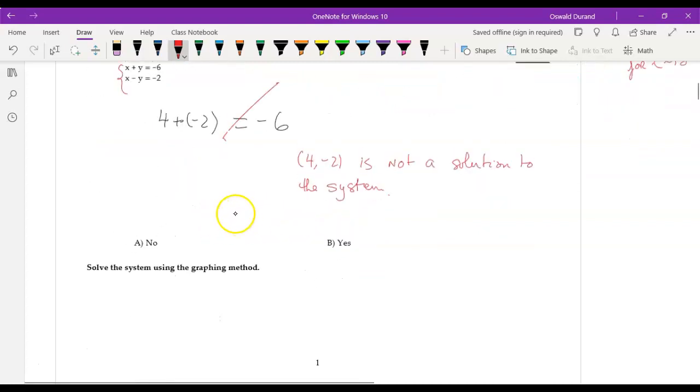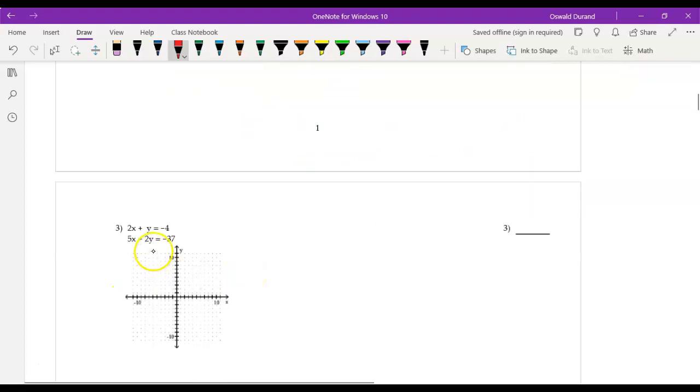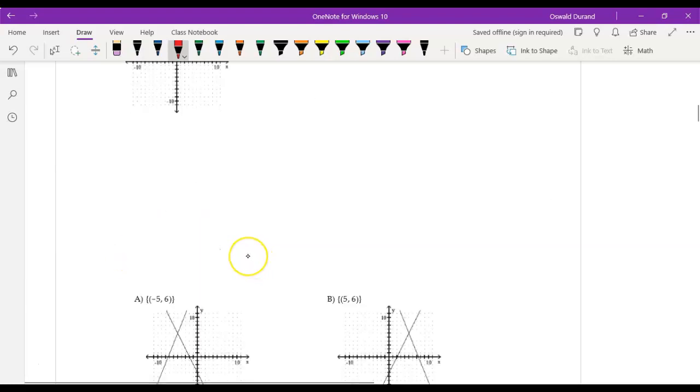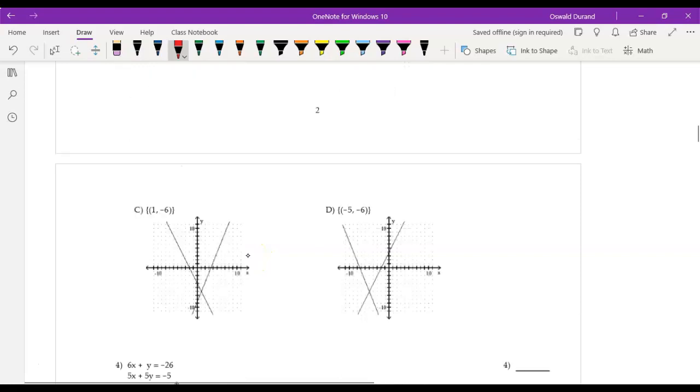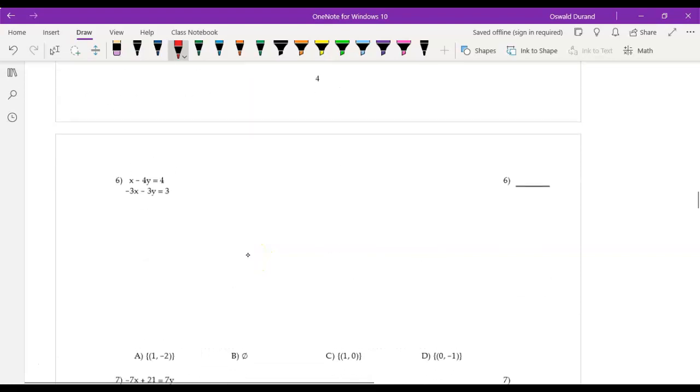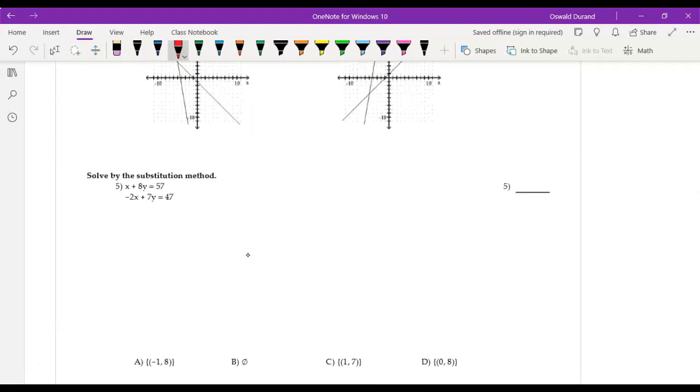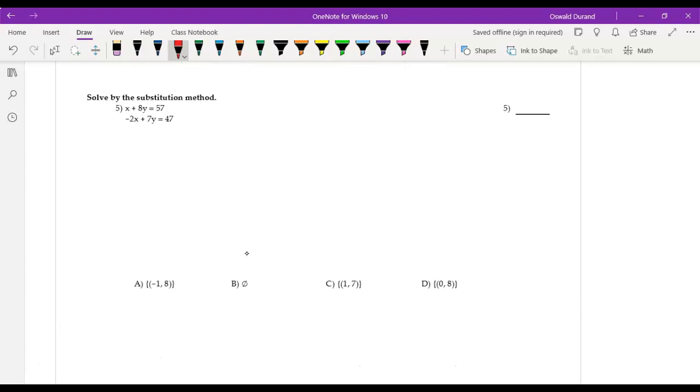So here, I'm not going to do solve by graphing method, because basically we've done that last week, where you need to graph 2x plus y equal to -4 and 5x minus y equal to -37. You graph them, and then you find the solution, right? So anyway, let's move on to the methods. The first method that we're going to look at is the substitution method.